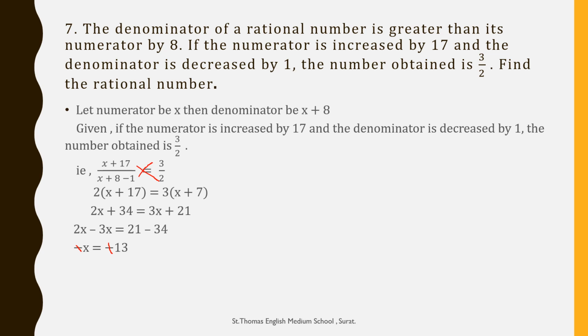So what will be the denominator? It is 13 plus 8. That is 21. It's clear? x is equal to 13. So x plus 8 is equal to 13 plus 8 is equal to 21. We have to find rational number. Rational number form. That means numerator divided by denominator. 13 divided by 21. Hence, the rational number is equal to 13 divided by 21.